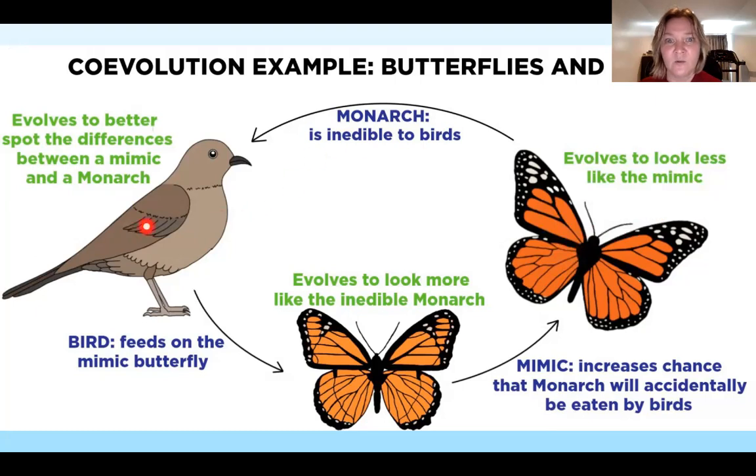So there's a lot of things going on. There are 3 different things that are happening between the mimic, the monarch, and the bird. So the bird evolves to spot the differences better. Then the bird feeds on the mimic. The mimic starts to look more like the monarch. So then the monarch is going to be accidentally eaten by birds, which means that the monarch is going to start to evolve to look less like the mimic. And so the cycle continues.